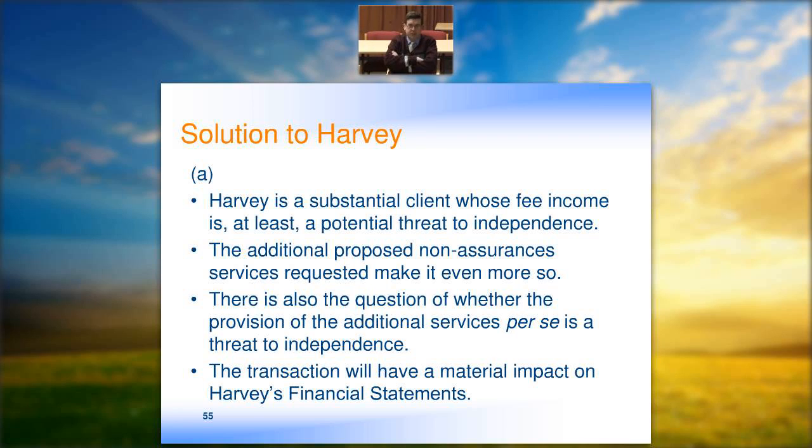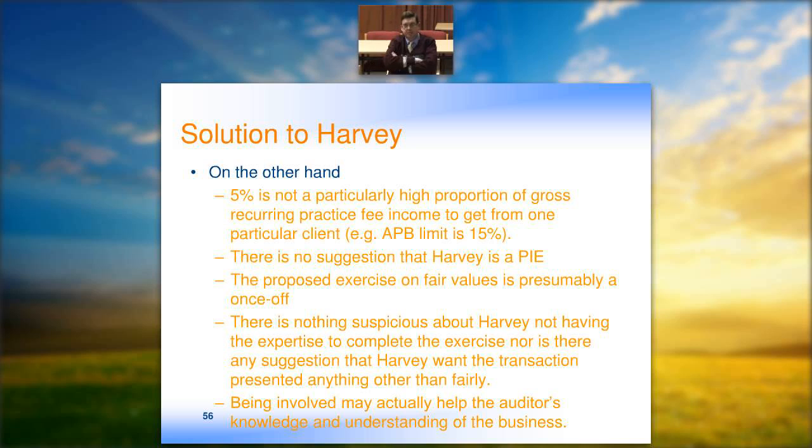Now, on the other hand, 5% is not a particularly high proportion of the gross recurring practice income. Now, this is the phrase that's used: gross recurring practice fee income. So it's the total fee income from all sources, but they also talk about recurring. Now, this presumably won't recur, or there's no suggestion this is going to recur.